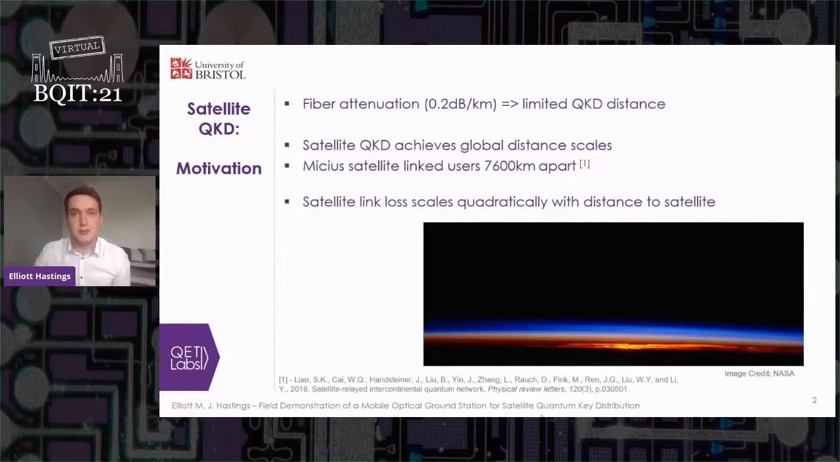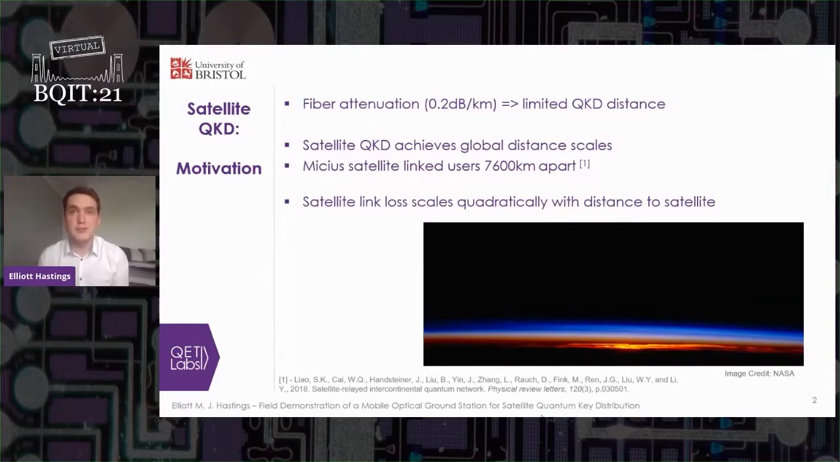Channel loss is a dominant factor in determining the rate at which users can distribute cryptographic keys by QKD. It's well known that optical fiber typically induces 0.2 dB of attenuation per kilometer. This places an upper limit on the distance at which viable key rates are possible over fiber. However, satellite links enable quantum communication over global distance scales.